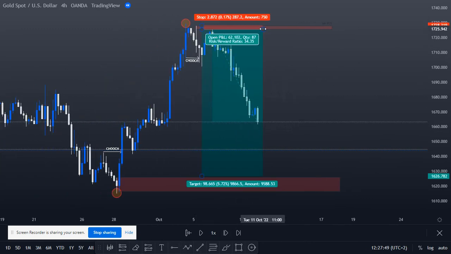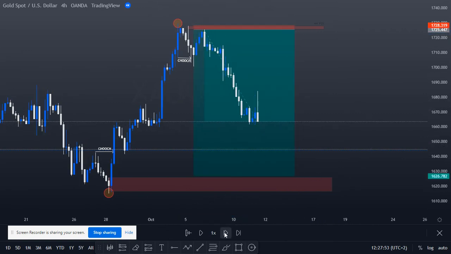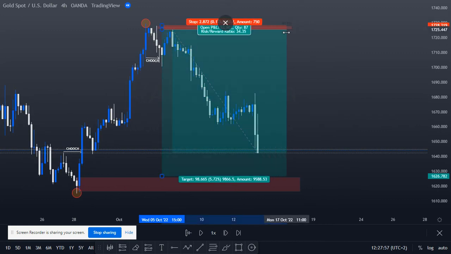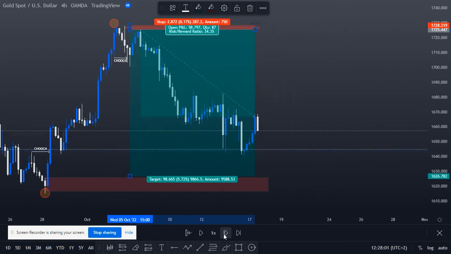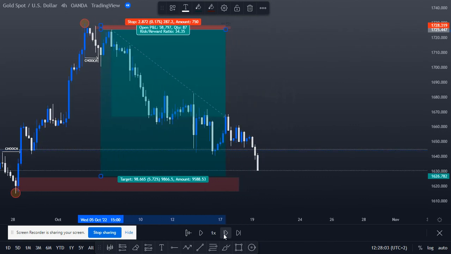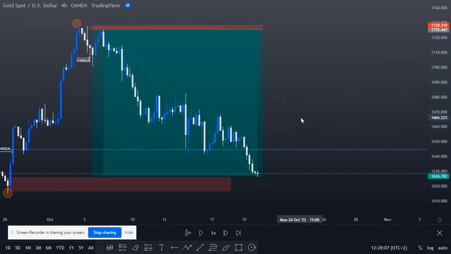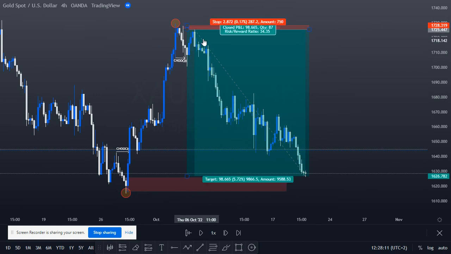As you can see, the market didn't even go to our break even. We're still in profit. So we let the market play out. Let me extend that. As you can see, our take profit has been hit.